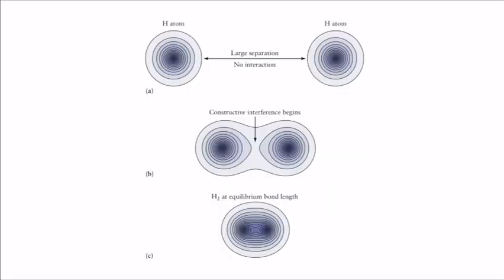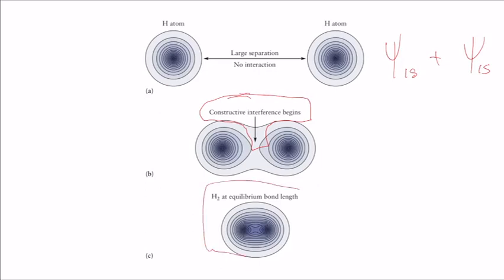So imagine that each of these hydrogen atoms in the top are described by wave functions, 1s plus 1s. As we get them closer together, and if the wave functions are in phase, there's going to be constructive interference. And at some point, we're going to have the optimum distance, which is going to be defined by R equilibrium, where we have an optimum amount of electron density here, which causes the bonding, as we shall see.